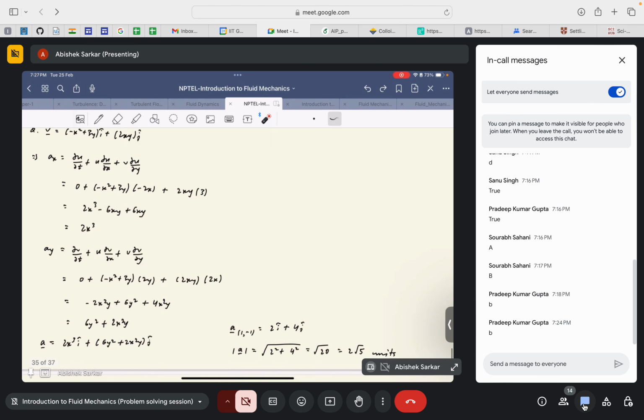Similarly, let us look into the ay component, dou v by dou t plus u dou v by dou x plus v dou v by dou y. So usually the mistakes people do is in writing this one.